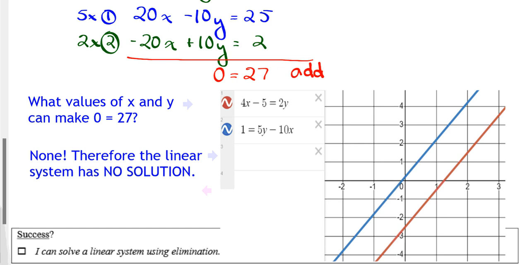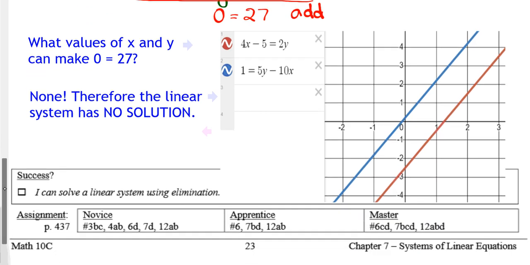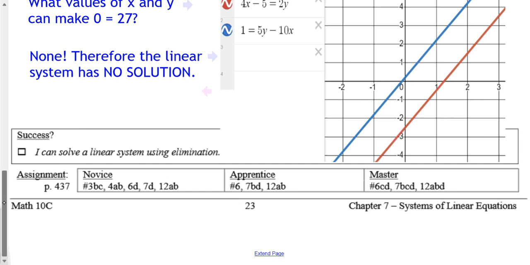There we go. That is the end of this lesson. Make sure you do some practice questions. If you have checked your understanding handouts, that's great. Or you can use the textbook to work on one of these sets of questions as well.